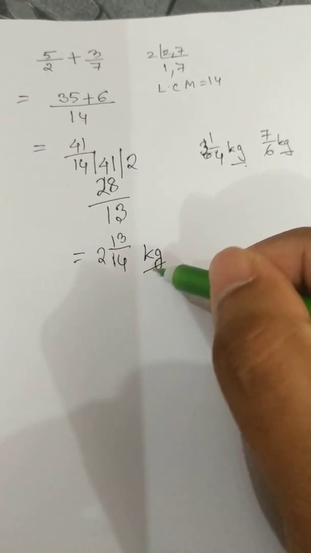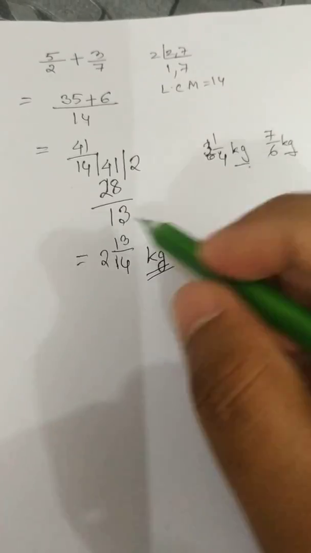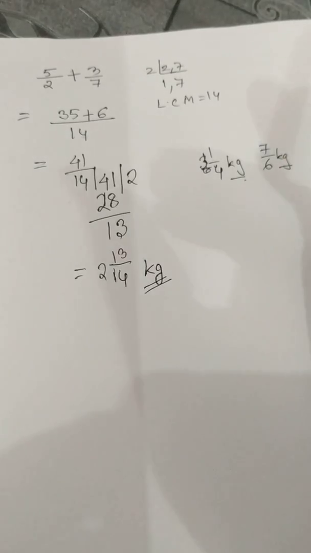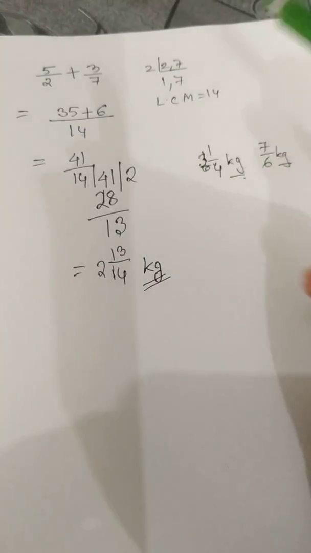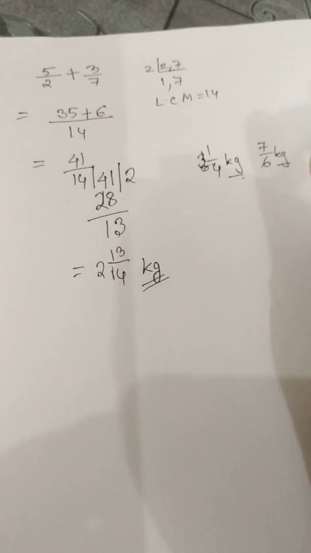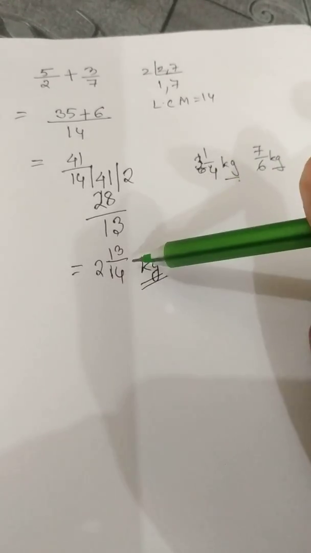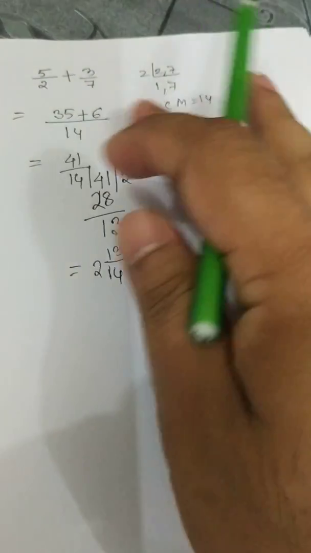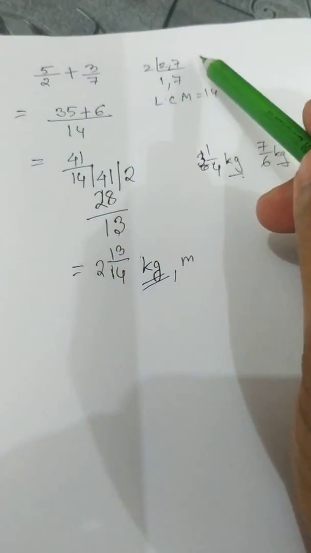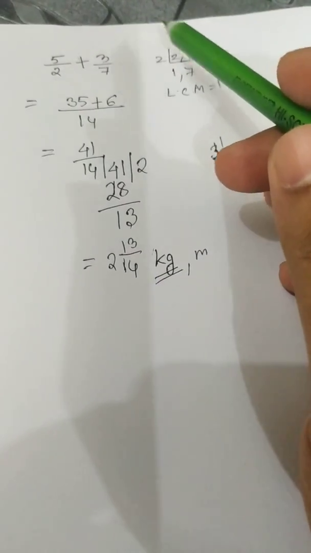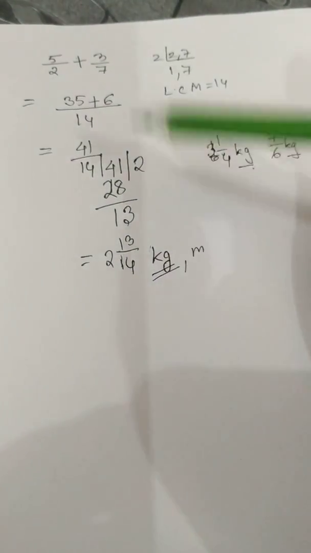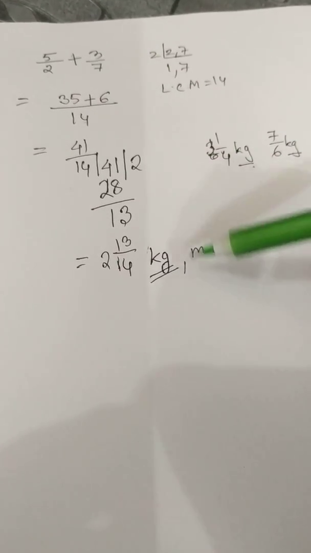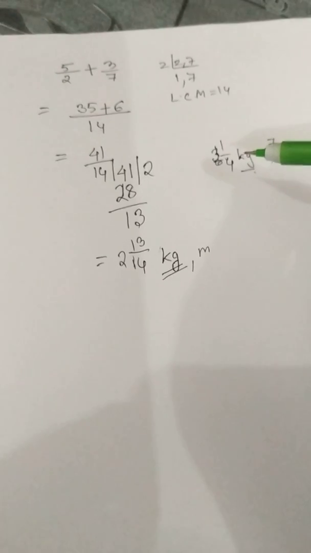A lot of students did not even write this. Whenever you're doing a word problem, if it's mentioned about kg, or if it's mentioned about length, suppose meter, you also need to write kg or meter as required. Whatever is given in the question, you need to follow the unit as well. If it's given kg, then you need to write kg. If it's given meter, then you need to write meter. For word problems I'm talking about.